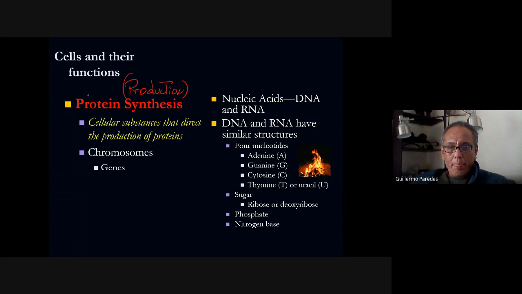Okay. So then we have the DNA, the RNA, and you know that we have adenine, guanine, cytosine, thymine, and uracil. Uracil is characteristic of the RNA. You remember that DNA has ATCG, AGCT. So all these are the DNA. But the RNA does not have thymine. Instead of that, it has uracil. That is the characteristic of the RNA. You okay with that?